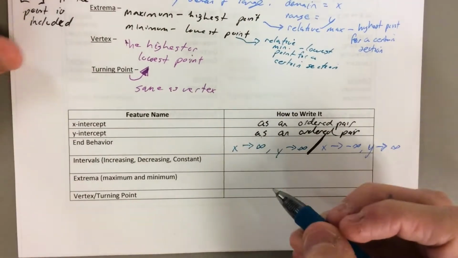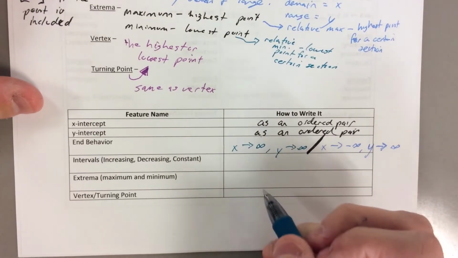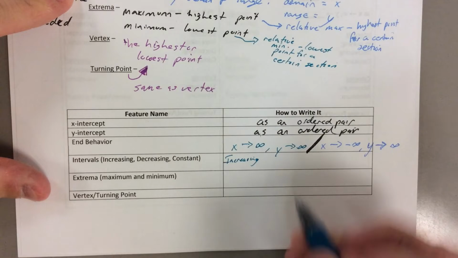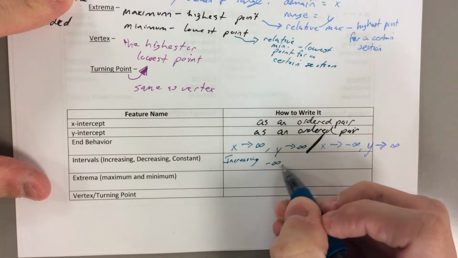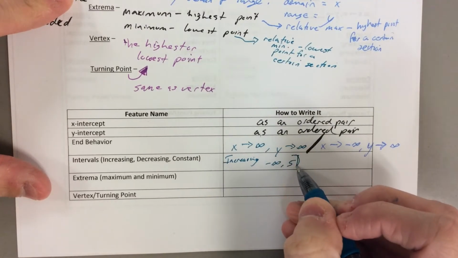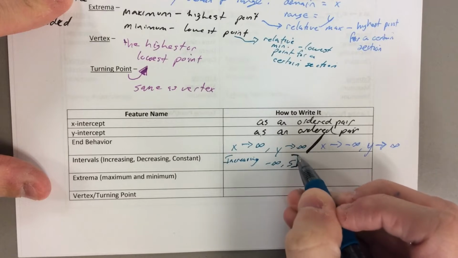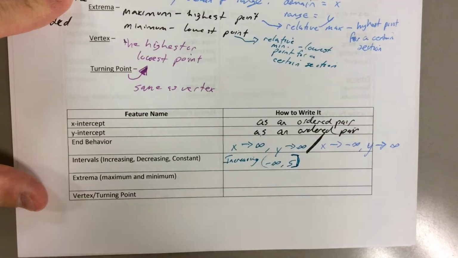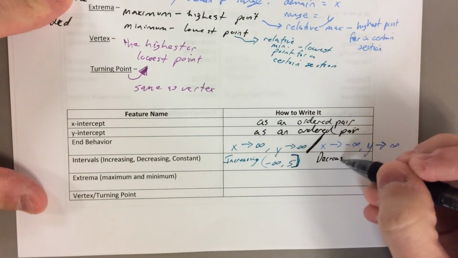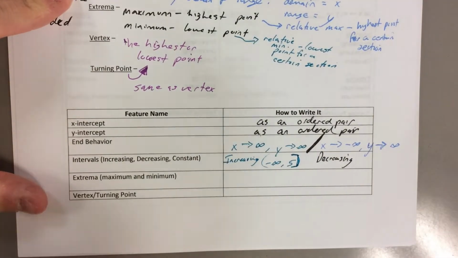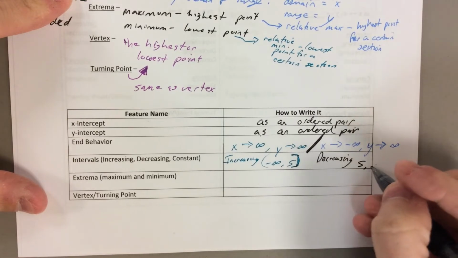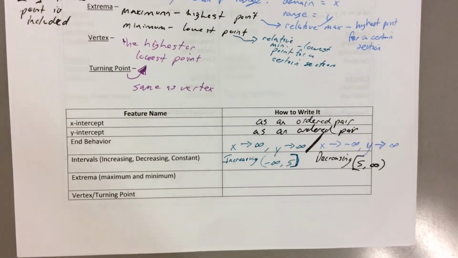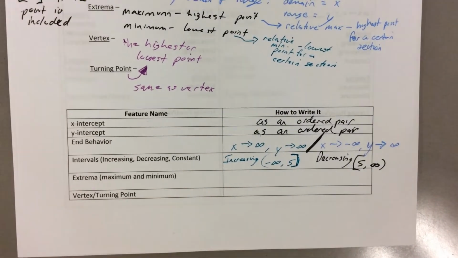Intervals, I think we're getting pretty good at. We've been doing them since we started this year. So increasing is one of those intervals that we'll write. Negative infinity to 5. And this is just an example to show you. There's no graph that we're basing this off of, but this is how you write that. And then decreasing, like 5 to infinity. So just like that.